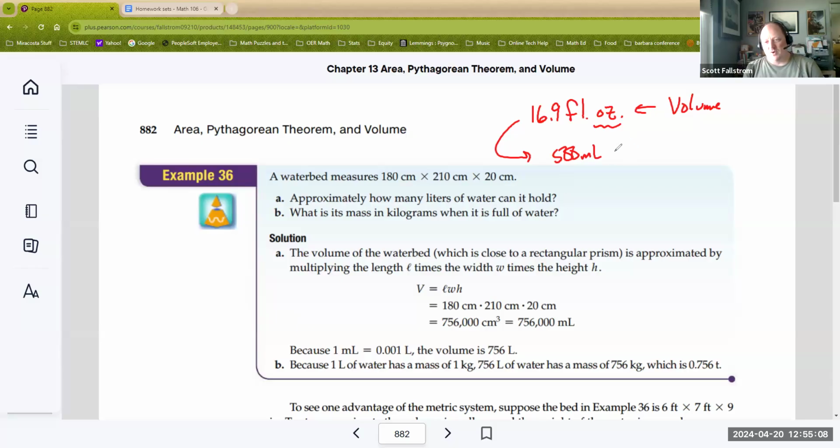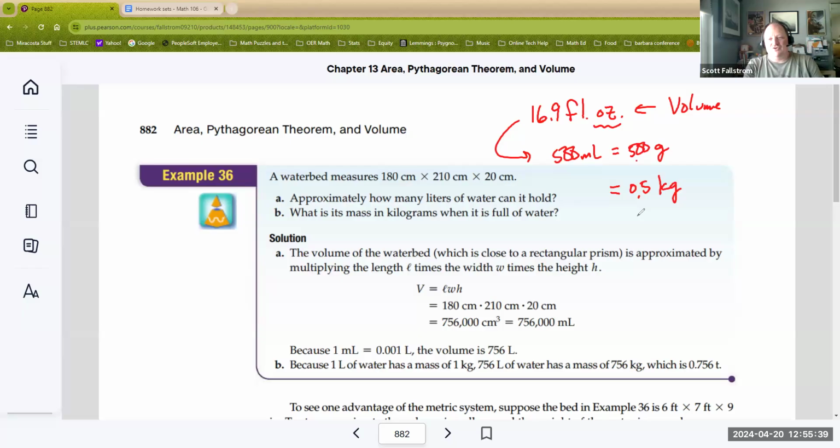Well, 500 milliliters of water means 500 grams, because 1 milliliter is a gram. So I have 500 grams of water. Remember, 1 milliliter is 1 cubic centimeter is the same as 1 gram. So 500 grams of water, which becomes half of 1 kilogram.